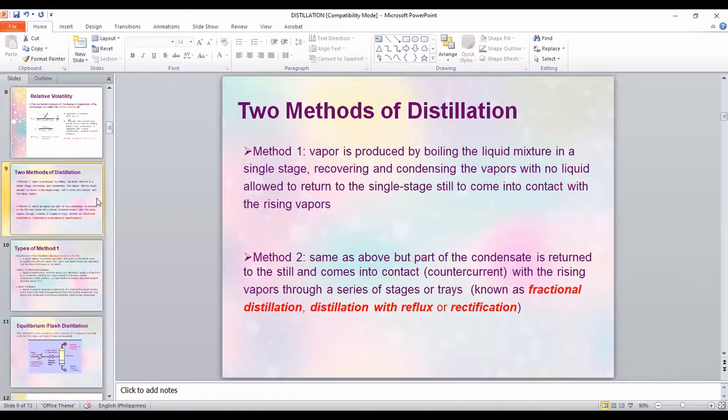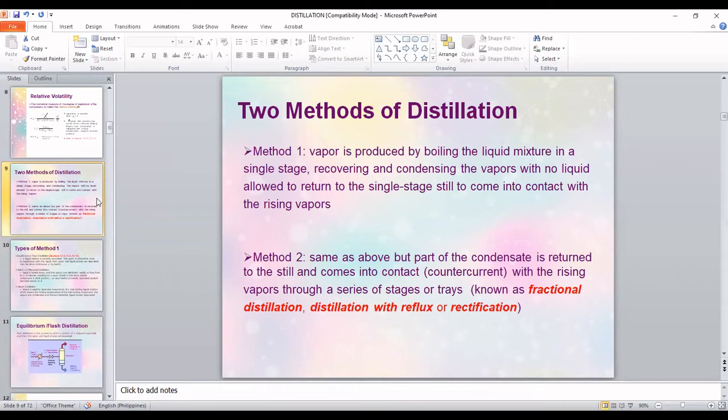Now there are two methods of distillation. Method 1 is a case wherein your vapor is produced by boiling the liquid mixture in a single stage, recovering and condensing the vapors with no liquid allowed to return to the single stage still to come into contact with the rising vapors. Method 1 does not have any reflux liquid. So all of the vapors that are condensed are withdrawn, 100% withdrawn from the top of the column.